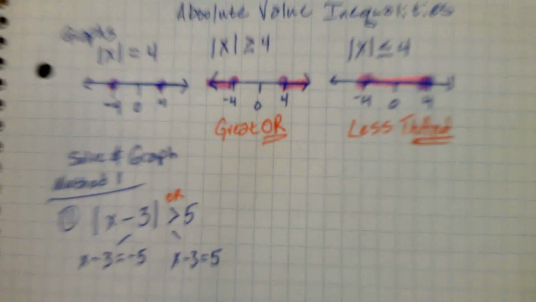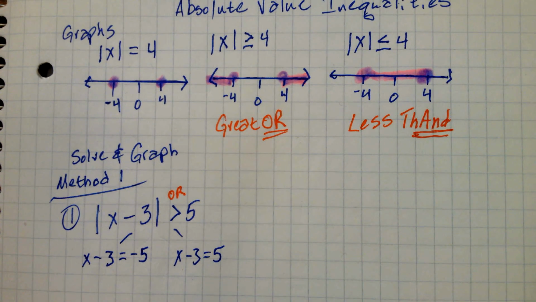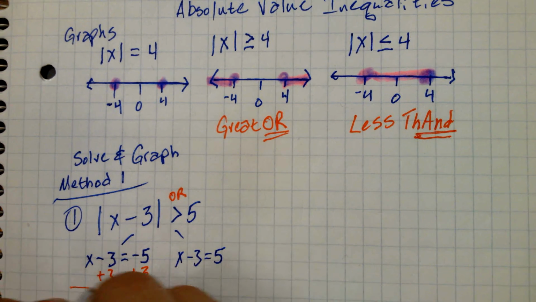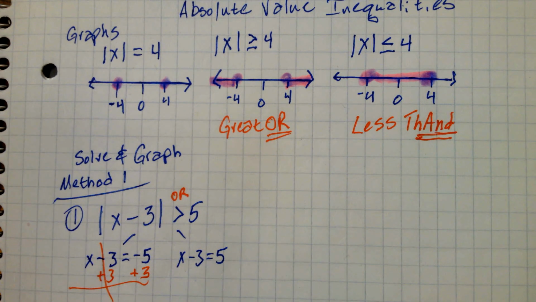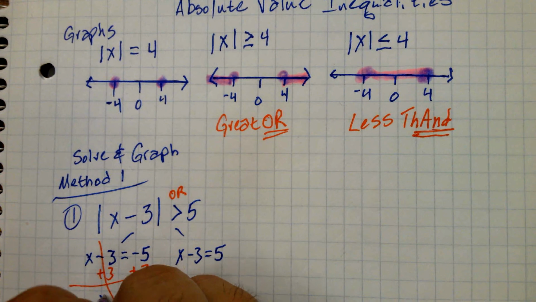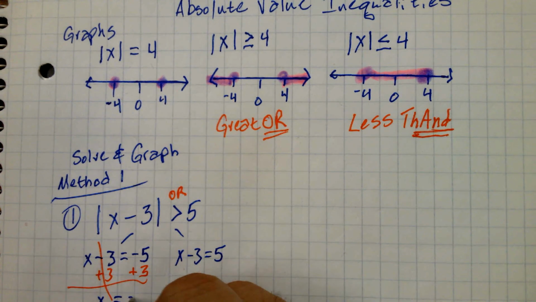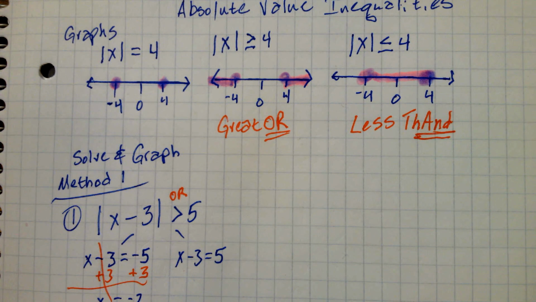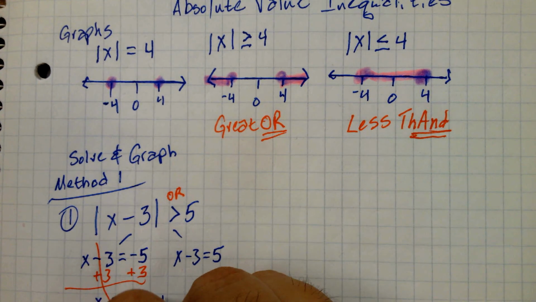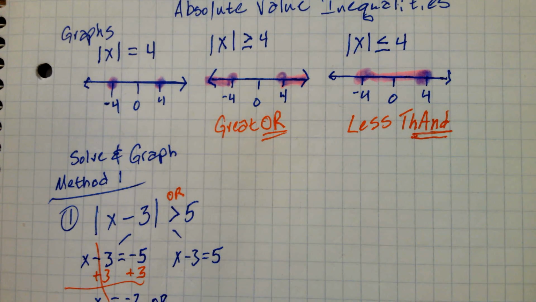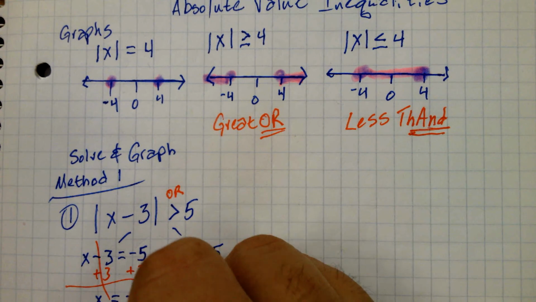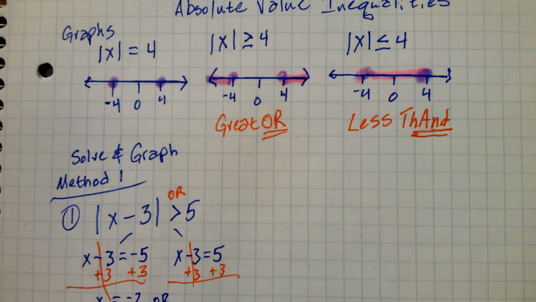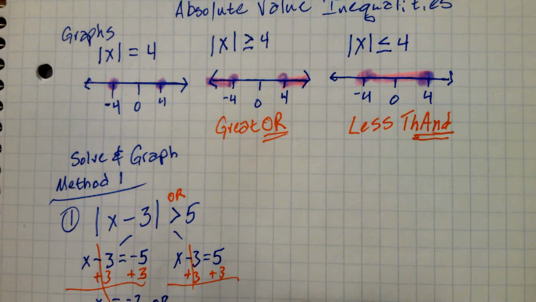And then we just solve them, okay? Add 3, and we get x equals negative 2, okay? And I'll put an or there to remind me. And then we'll solve the other one. Add 3, and we get x is equal to 8.